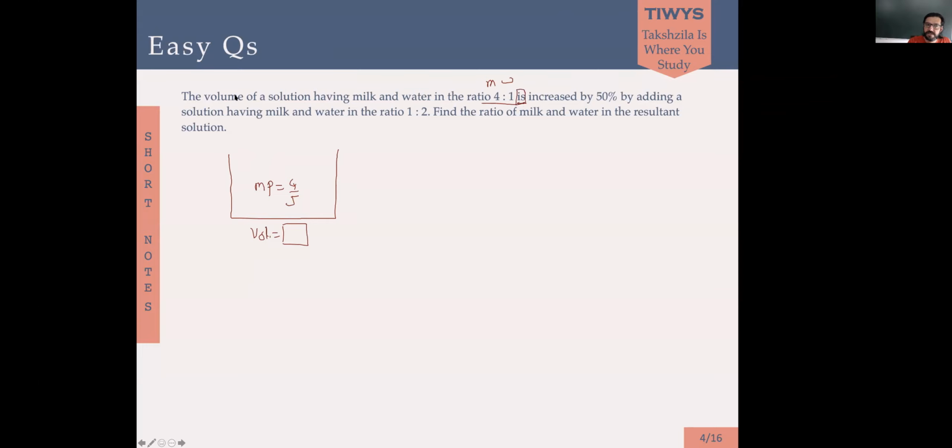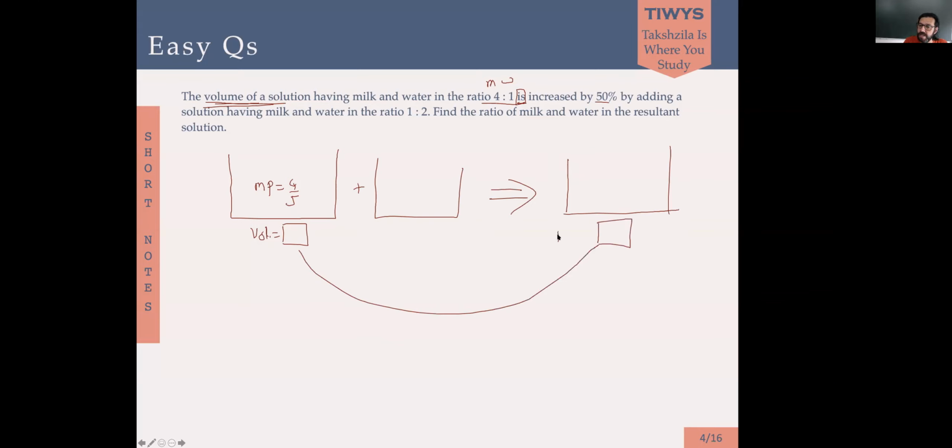Who is the subject of the sentence? The volume of the solution is increased by 50% by adding. So I add something to it. And what happens because of the adding? Now I'm just writing it linearly, otherwise I would have written it below. The resultant volume becomes 50% more. This final volume is going to be 50% more.